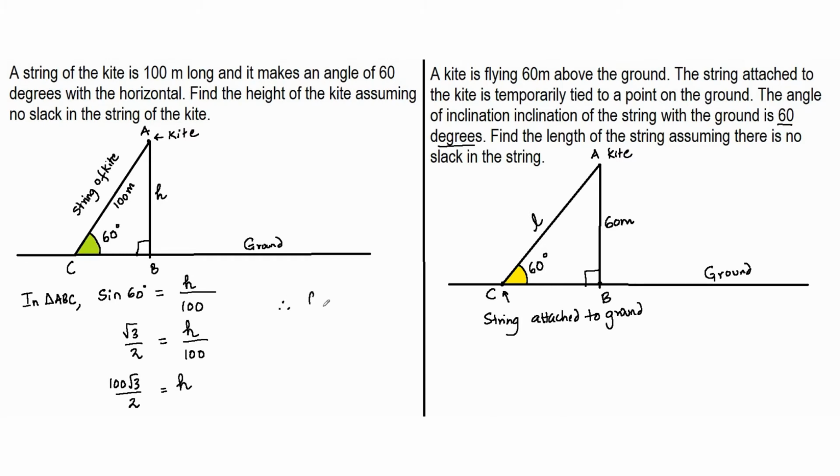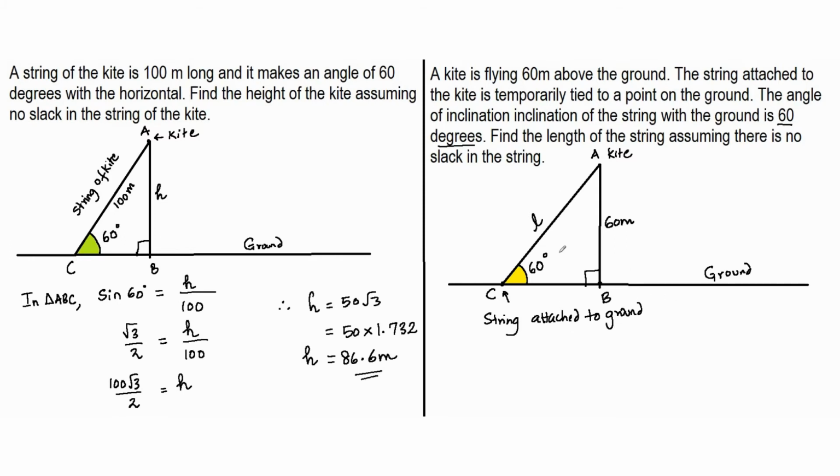And therefore I can say that h is equal to 100 by 2, which is 50. So this basically becomes 50 root 3. And that is 50 times root 3. I know that the value of root 3 is given by 1.732. So this is 50 into 1.732, which is 86.6 meters. So this is how I can calculate the height of the kite from the level ground, right? The length of the string was 100 meters and the height of the kite from the ground is 86.6 meters.